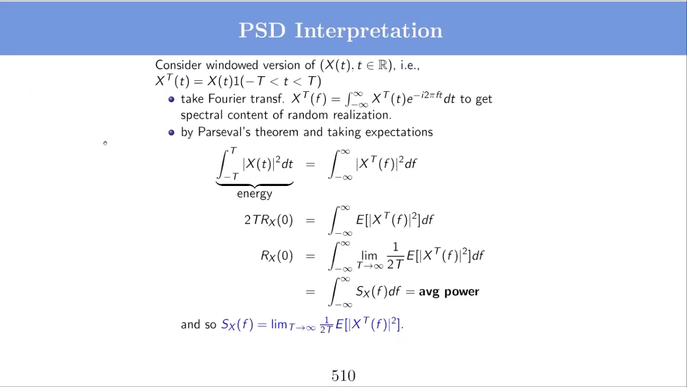So now let us take the x(t) signal and look at its realization for one outcome. So it will become a deterministic signal. And if I take the Fourier transform of it, I can interpret the frequency domain values of this signal. So X_T(f) is the Fourier transform of x_T(t), and this will denote the spectral content of the random realization.